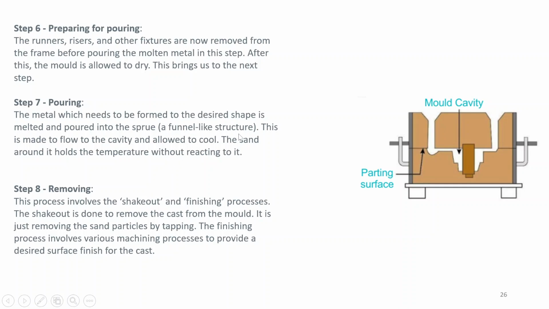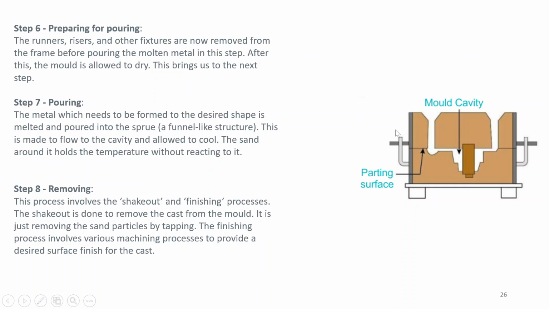Okay, which is a funnel-like structure, and this is made to flow to the cavity and allowed to cool, and the sand around it holds the temperature without reacting to it. Because of the refractoriness of the sand, it will be holding its initial shape. So your molten metal will fill entirely into this cavity and will start solidifying.